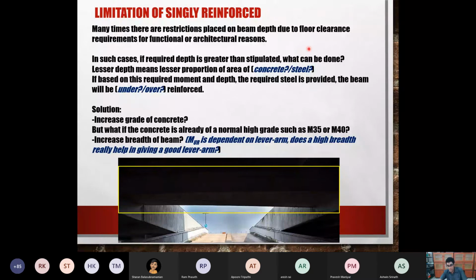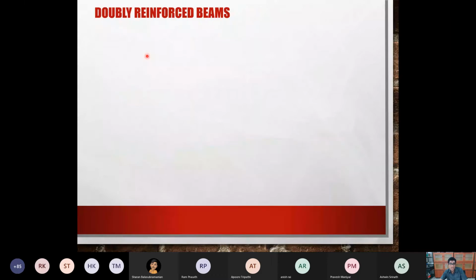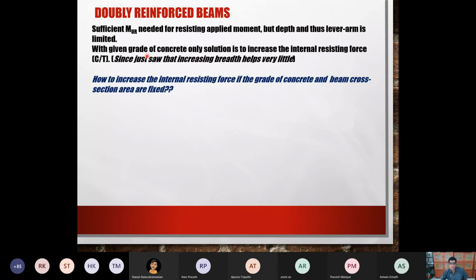And increasing the depth, people are not allowing for certain reasons. So what do you do? Okay. So there comes your solution, something known as doubly reinforced beams. So you need a sufficient moment of resistance for resisting the applied load, but the depth and lever arm are limited, because of reasons stated previously. With the given grade of concrete, the only solution is to increase the internal resisting force, compression or tension.